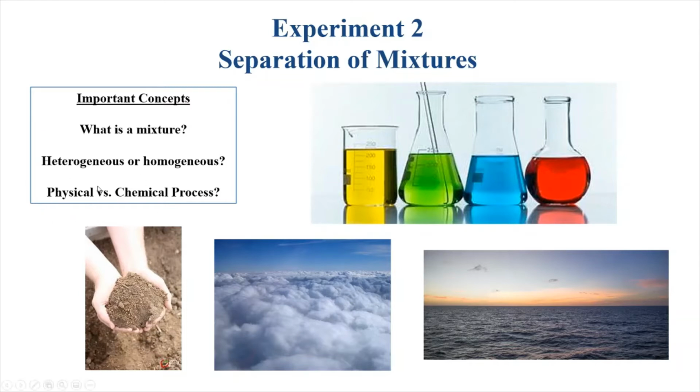Another example of a physical process would be tearing a piece of paper, or breaking up some larger material into smaller material. The chemical composition of that material is staying the same, but we are changing its physical characteristics. So that's a physical process. And we're going to use several different physical processes in this experiment.